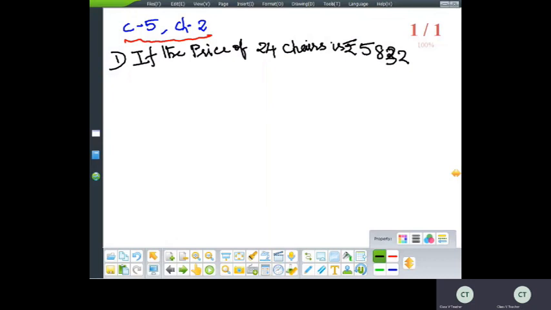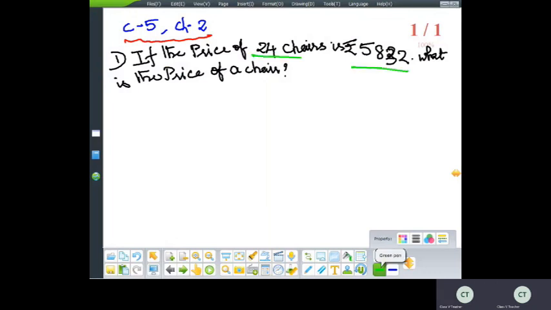So what is the price of a chair? Yes. So you see here. Firstly, the price of 24 chairs is this much. So what is the price of a chair means one chair. So price of one chair you have to find out. So what do you do?